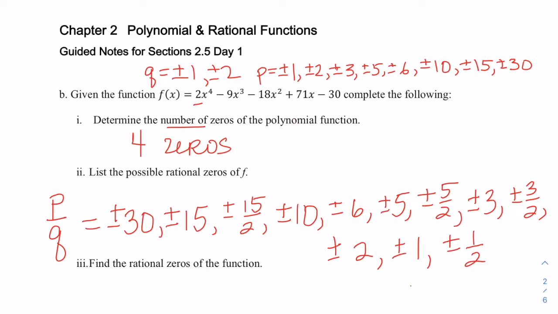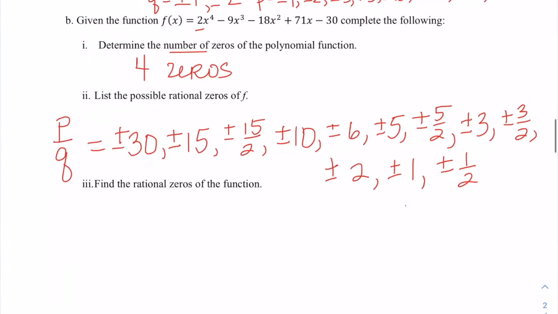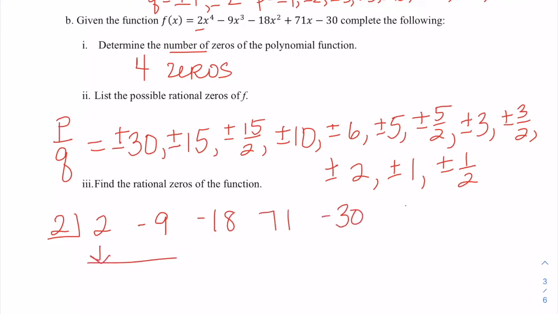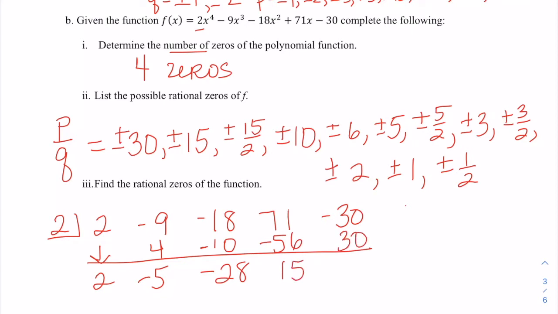Okay, so for this one, we're going to try out some numbers. So let's try 2. Ooh, didn't mean to write that over there. Okay, so let's try out 2. And the coefficients are 2, negative 9, negative 18, 71, negative 30. All right, bring down the 2. We get 4, negative 5, negative 10, negative 28, negative 56, 15, and 30. That one's a winner.